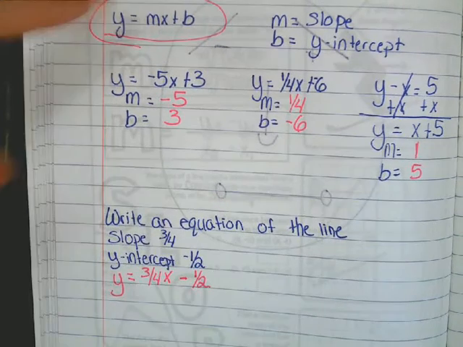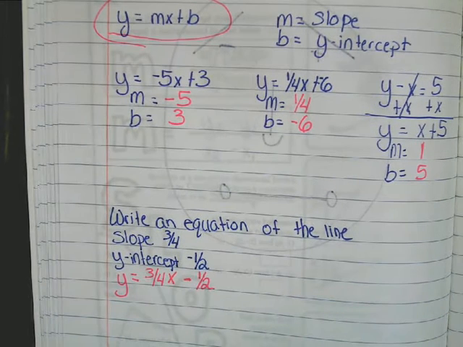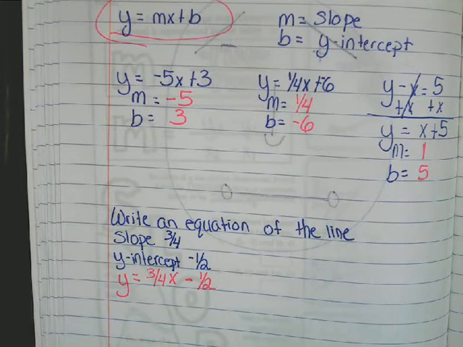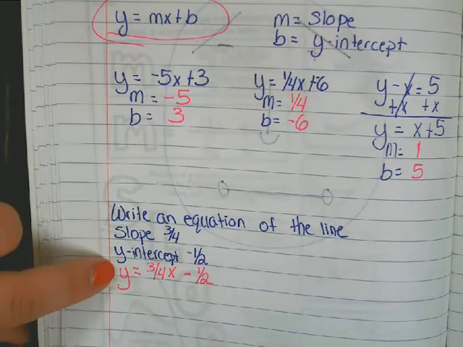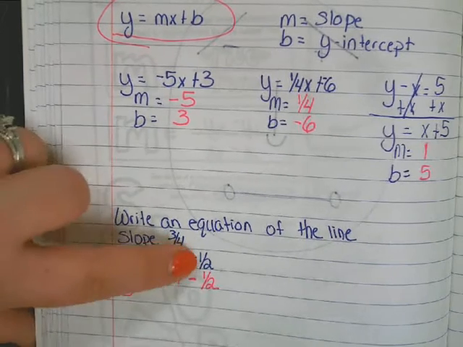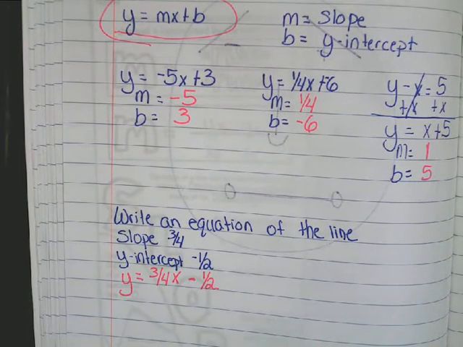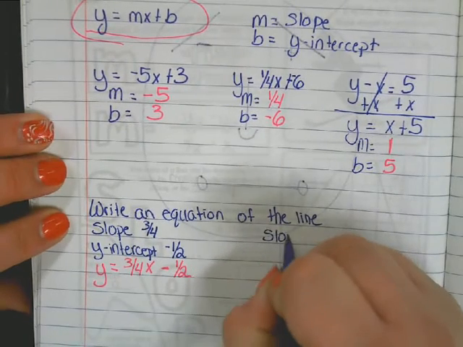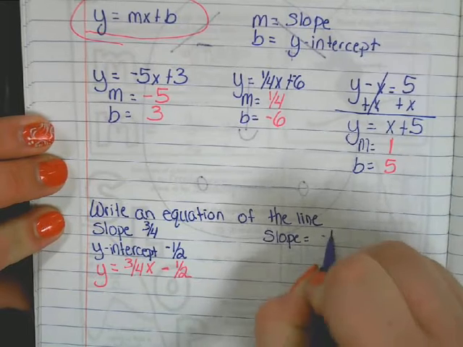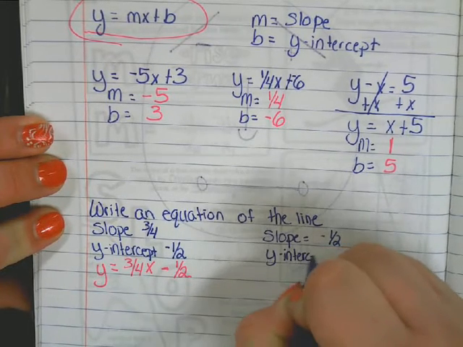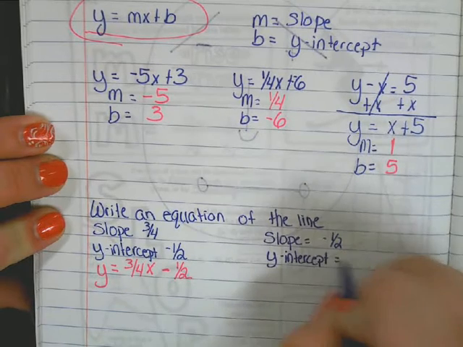So writing your equation, you're always going to keep your y first. Whatever your slope is, put it in front of your x. Whatever your y-intercept, put it at the end. So slope is -1/2. Y-intercept equals -3. How am I going to write my equation?